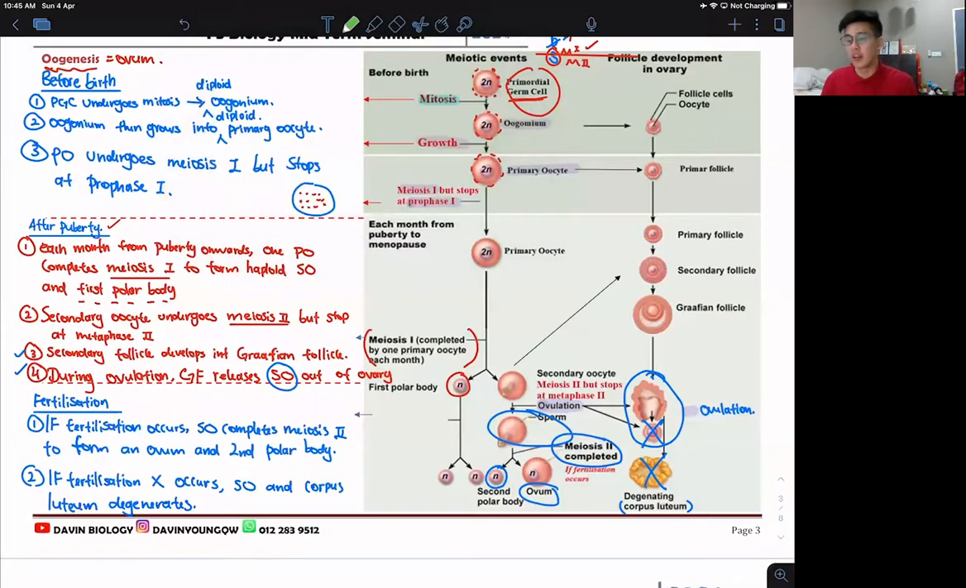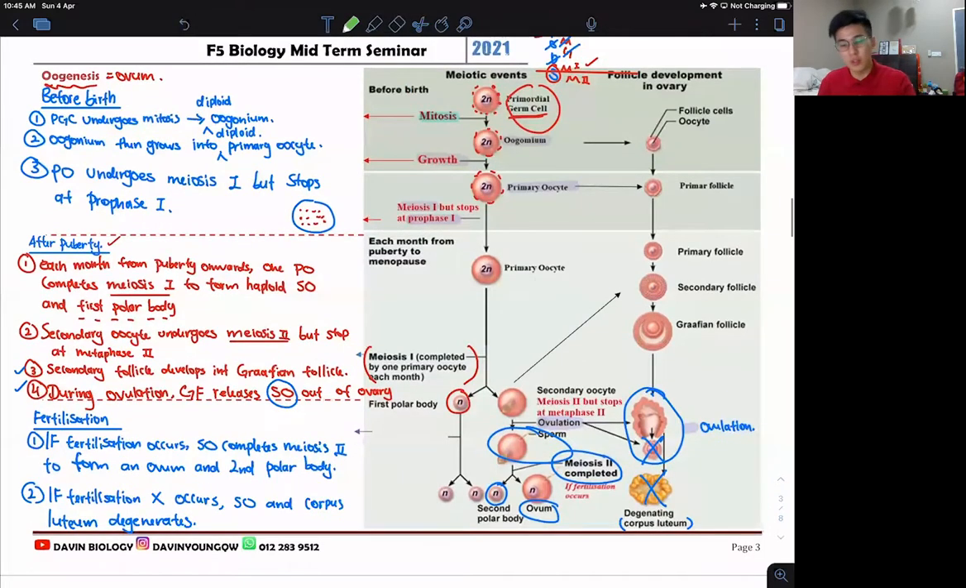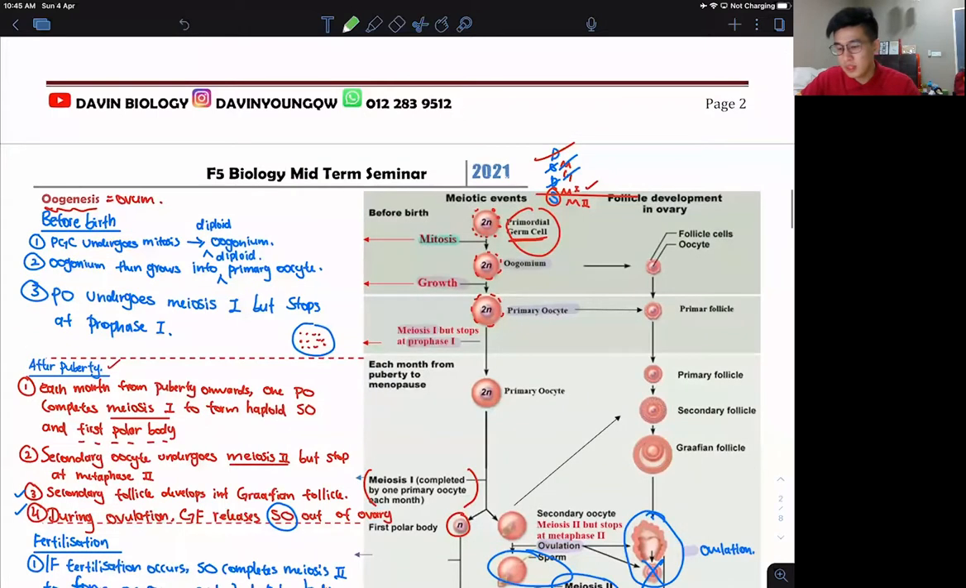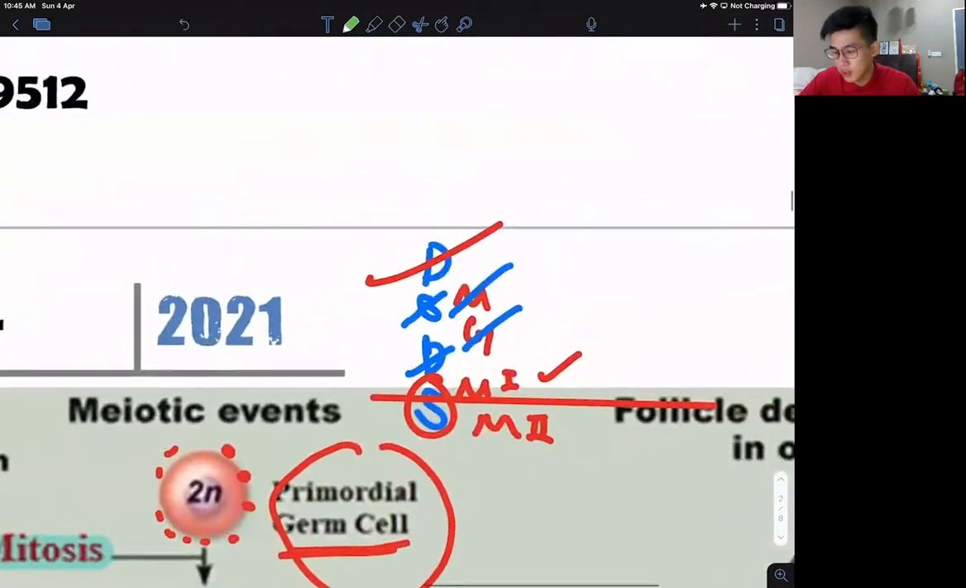You can see the process is much longer compared to the male. But at the beginning, it's the same. So just remember POPS, then the process undergone. First P, primordial germ cell, undergoes here.